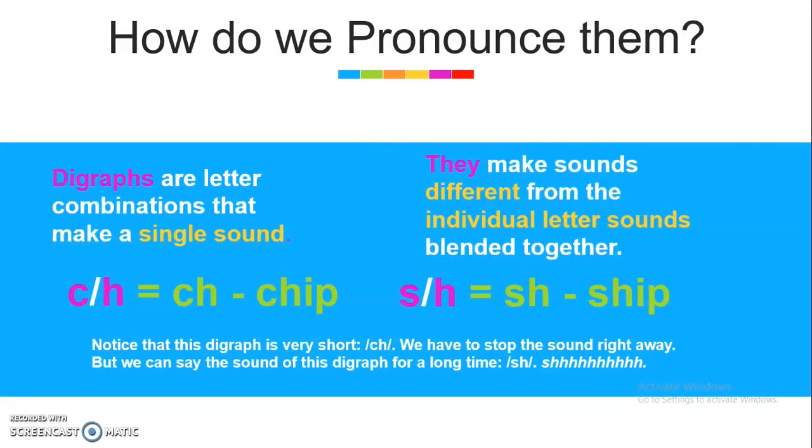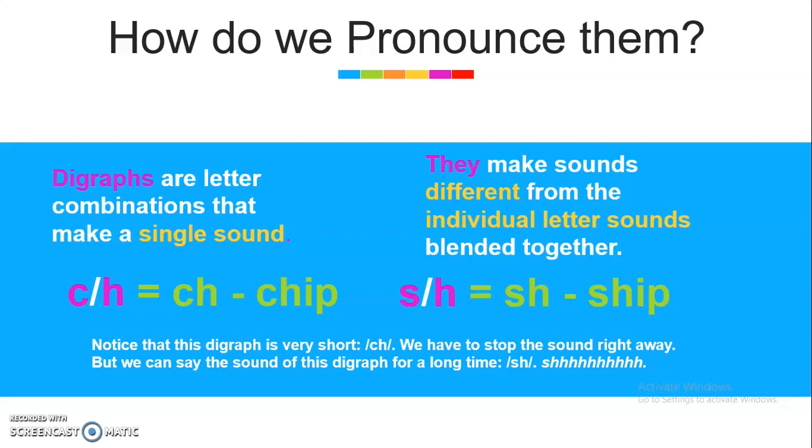Okay, let's move on. How we pronounce consonant digraphs will be our next session. Digraphs are letter combinations that make a single sound, and they make sounds different from the individual letter sounds blended together. Look at these examples: ch, chip, sh, ship. Can you notice that the digraph ch is very short? Ch, ch, chip. We have to stop the sound right away. However, in the sound sh, we say it for a long time.